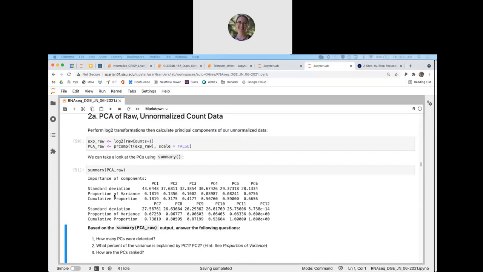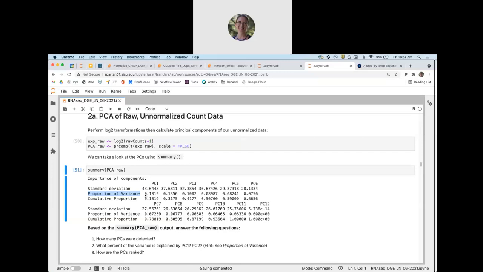Yeah, exactly. So the proportion of variance row tells how much of the variance is explained by each principal component. PC1 explains about 18% of the variance, and PC2 explains about 13.6% of the variance. Now, finally, how are these principal components ranked? Yeah, in descending order, exactly.